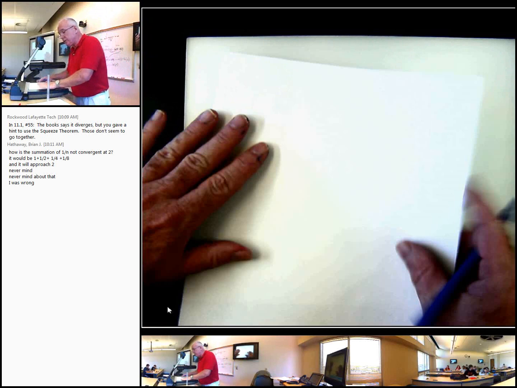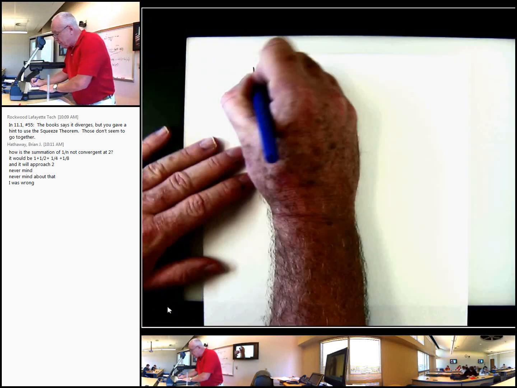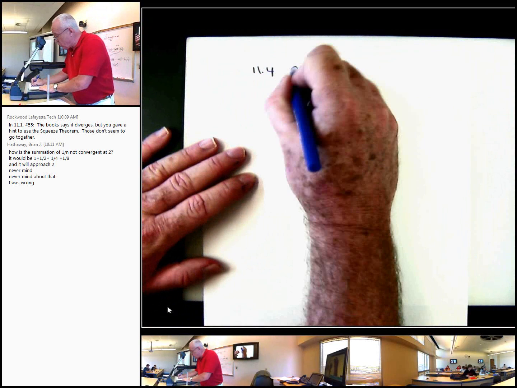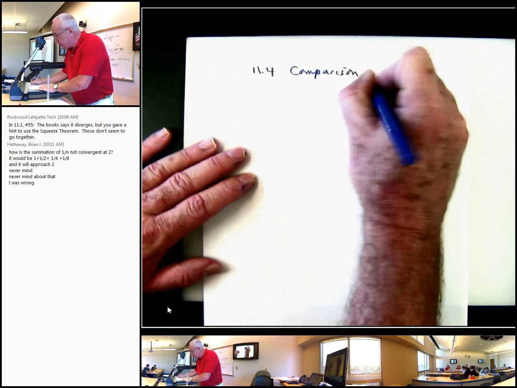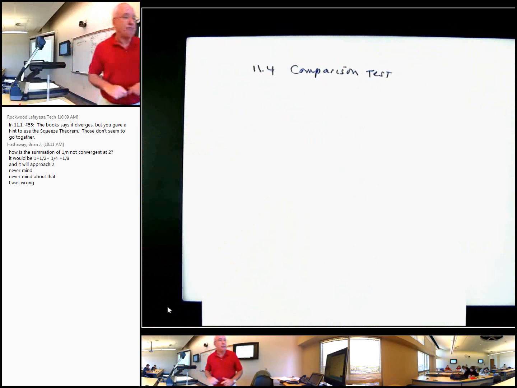So let's go on then to that finishes up 11.3, the integral test. So what we're doing is we're putting together a bunch of tests that we can use in order to figure out whether things are convergent or divergent. And then the next section, 11.4, gives us some more tools to use. And this is the comparison test.